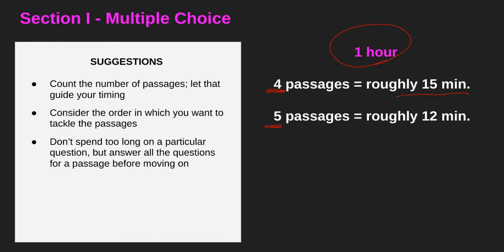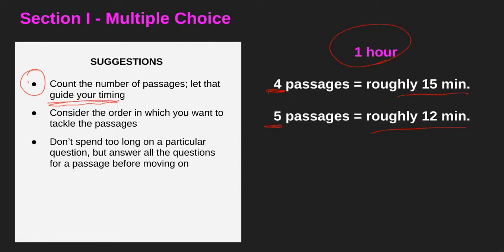Alternately, you may have 5 passages. Usually that's when 2 of the passages are a little bit shorter. And you'll have roughly 12 minutes to answer these passages. So the idea of when you get the exam, taking a look at how many passages you have, is to help you guide your timing.